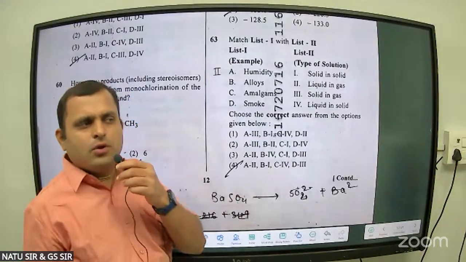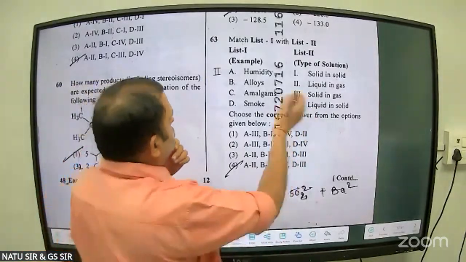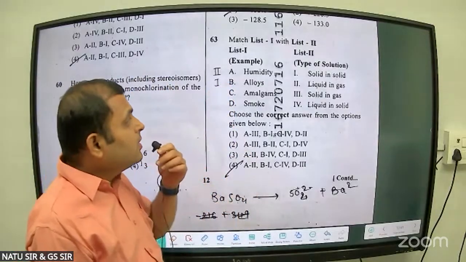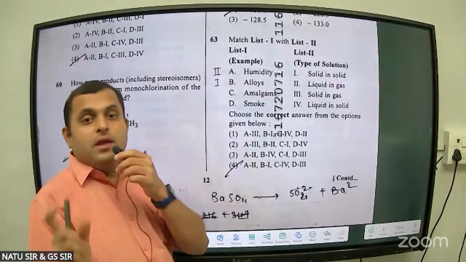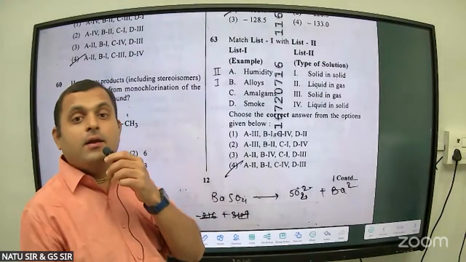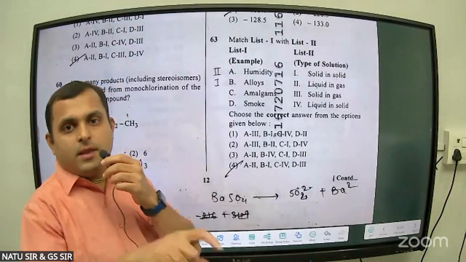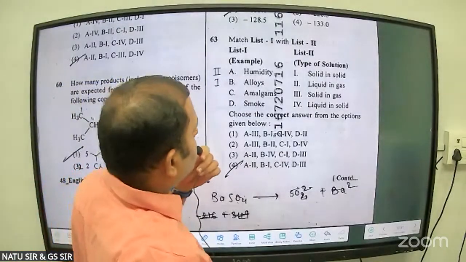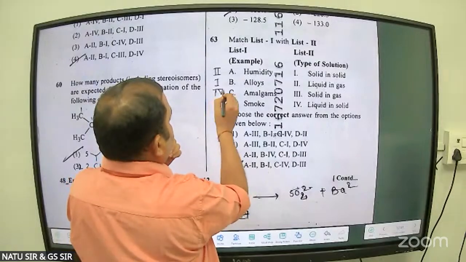Alloys, everyone knows it is what? Solid dissolved in solid. So it will be option 1. Amalgam is basically what? Liquid dissolved in solid. Basically, what is amalgam? Mercury in any other metal, right? So it is liquid in solid. So it will be option 4.